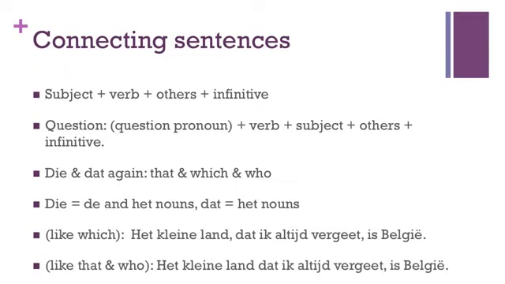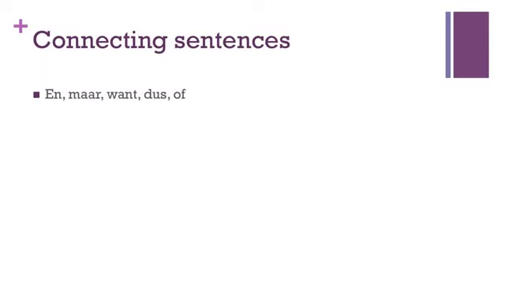Now let's see some other connecting words. Some we have already seen. These connecting words do not change the normal order of the sentence. They are en, maar, want, dus, and of. Want means because. An example, ik ben daar, want ik wil iets doen. Iets is something. You see that the subject, ik, is in front of the verb.